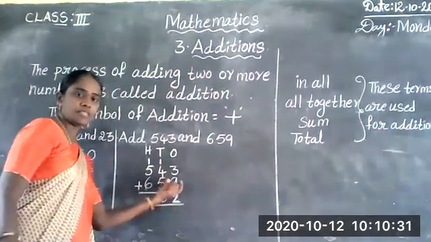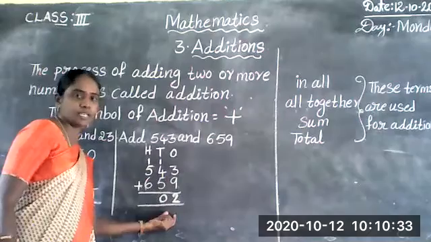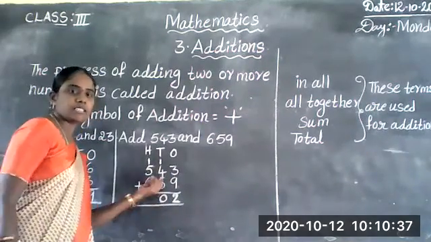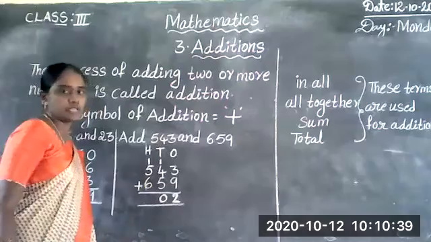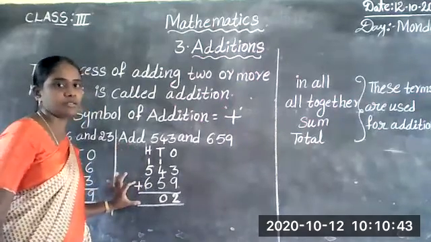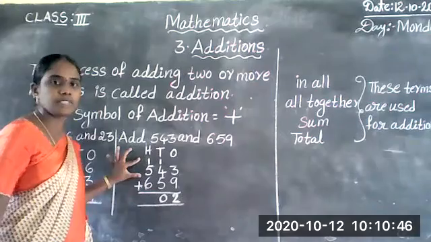Here, ones place numbers add and write in ones place. Here, tens place numbers add and write in tens place. Next we will go to hundreds place. Hundreds place numbers add and write in hundreds place only. In hundreds place, which digits are there?